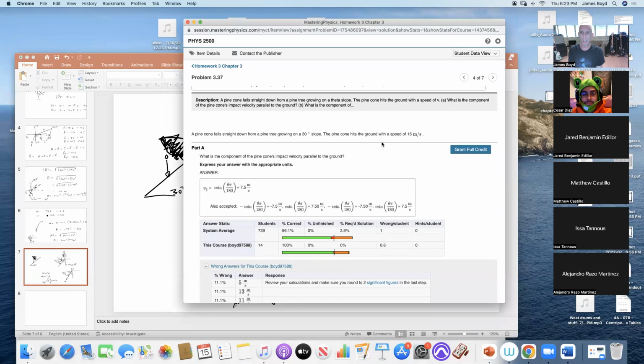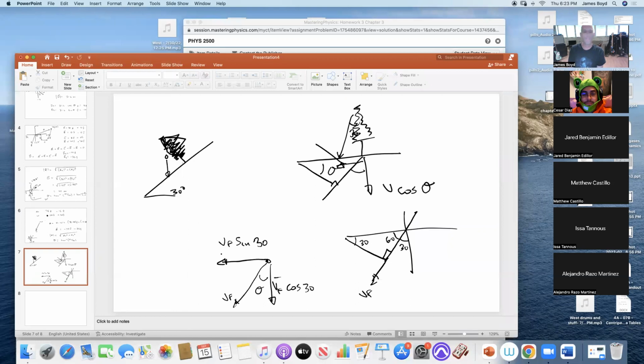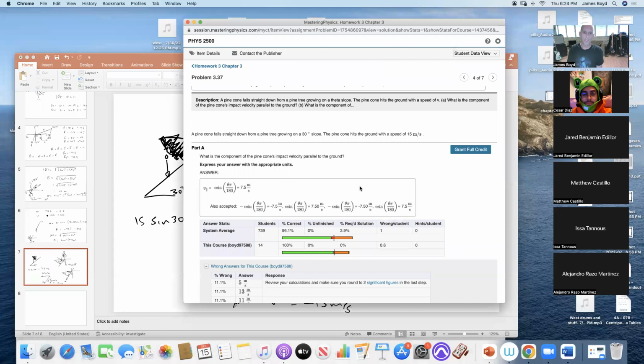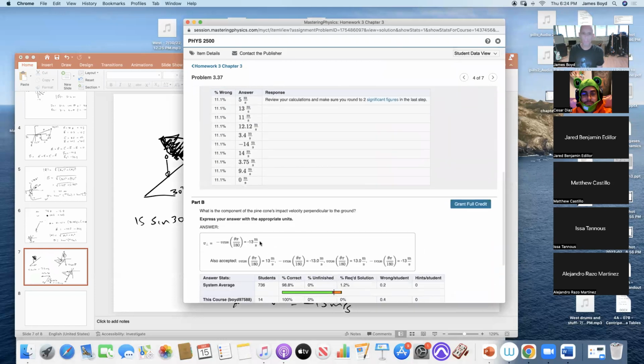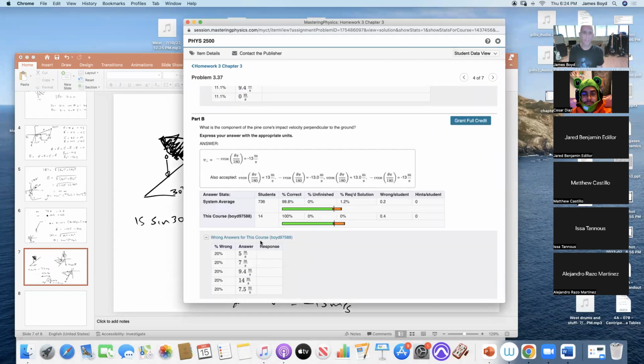So it hits the ground at a speed of 15 meters per second. 15 sine of 30 is, sine of 30 is 1/2. So this would be 7.5 meters per second. 15 cosine of 30 is 13, but it's negative. So the x, or the parallel to the slope, is going to be 7.5, and perpendicular is going to be negative 13. Hopefully that makes sense to you.